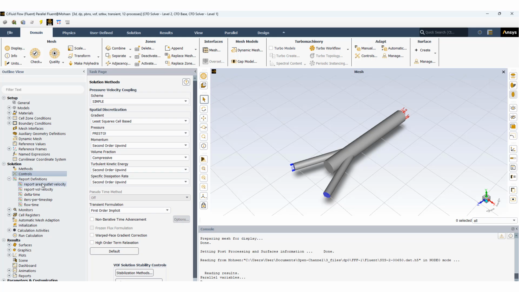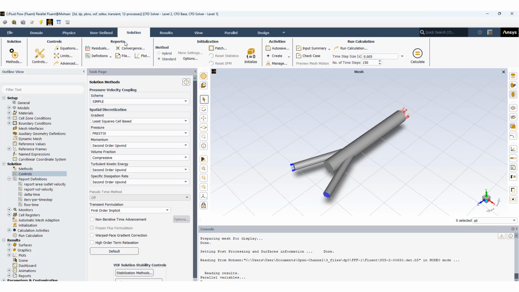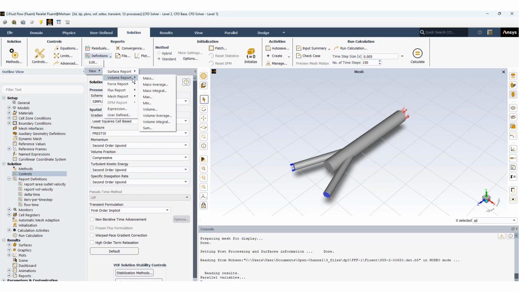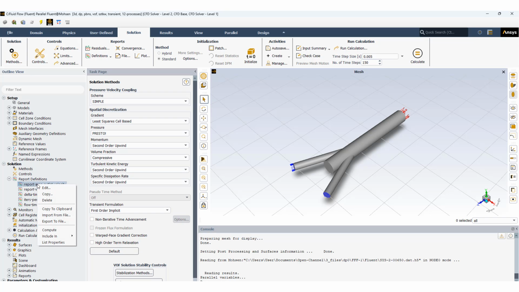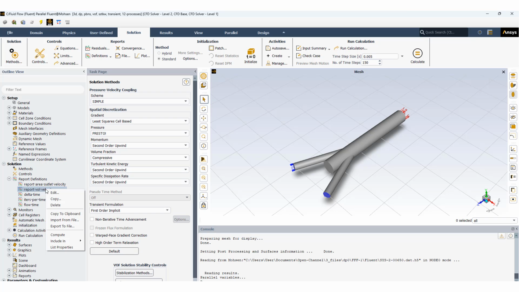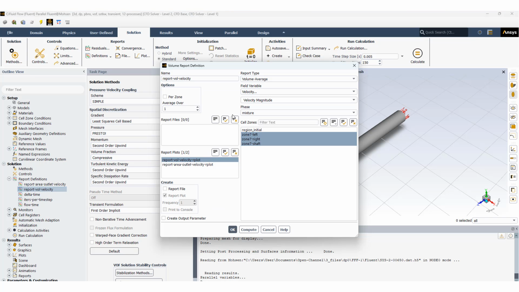Report definition, again, if you want to see what you can have. You can define different things at a specific surface, at the whole domain or part of the domain, as a volume report or other things that we have. I already defined at the outlet the velocity. This is an area weighted average, one of the surface reports that I can have, at the outlet for the velocity magnitude, and also for the velocity at the whole domain.